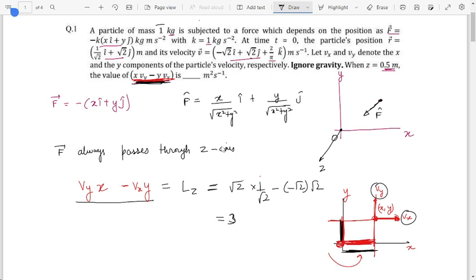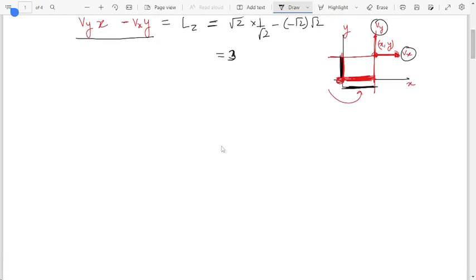So I hope you would have understood method number 1. This was method number 1. Let us quickly look at method number 2.